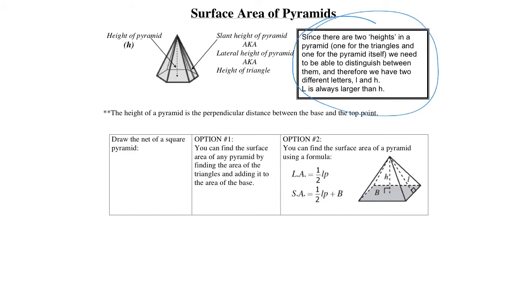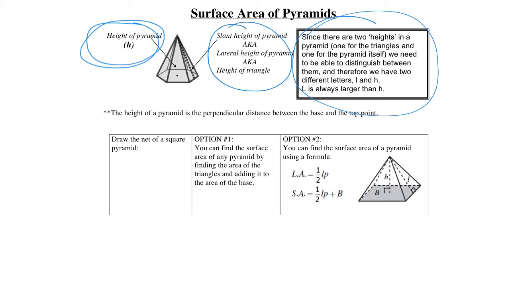All right, let's look at this box over here. Since there are essentially two heights in a pyramid, one of those heights is for the triangles themselves, like the height of each triangle, and then the other height is the actual height of the pyramid. So notice how this is showing you the height of the pyramid, right? Kind of straight up and down the center of the pyramid. And then over here we have the height of the triangles. Those heights could be referred to as the slant height of the pyramid. It's sort of the slanted height on the side. It's also called the lateral height of the pyramid. It's also called just the height of the triangle.